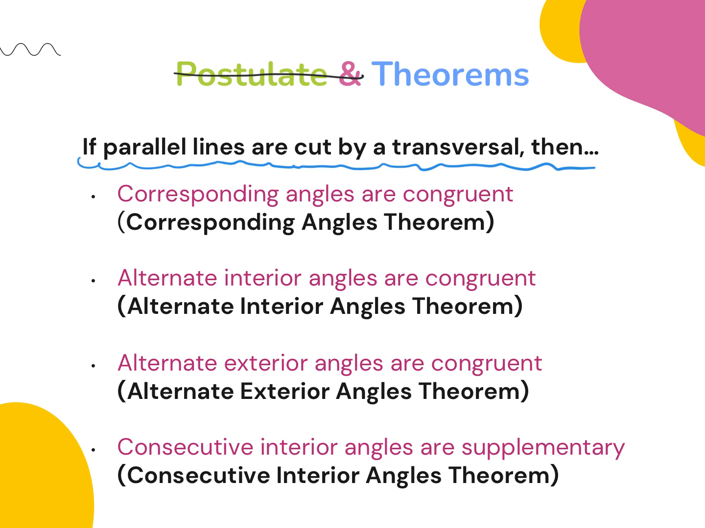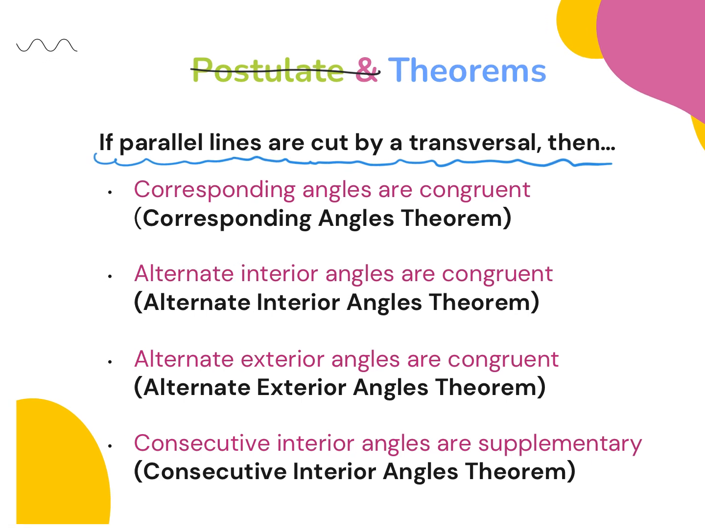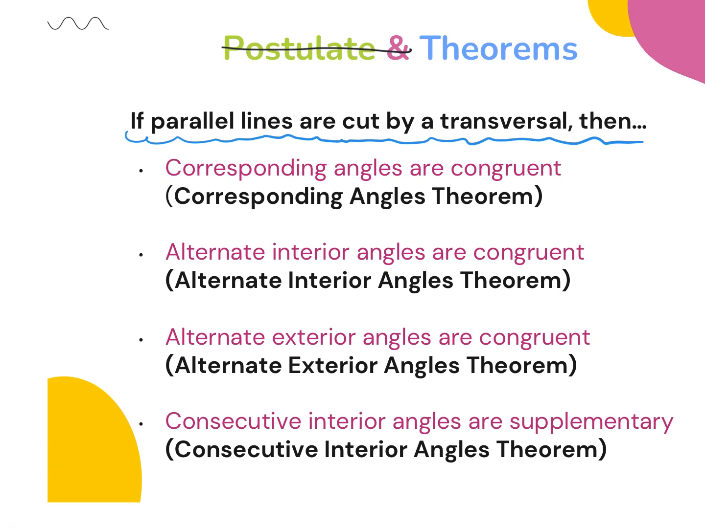The next theorem is going to be called the alternate interior angles theorem. And again, it's got the same beginning. So you would take this if statement and put it in front. If parallel lines are cut by a transversal, then alternate interior angles are congruent. And then the third one has the same beginning. If parallel lines are cut by a transversal, then alternate exterior angles are congruent.